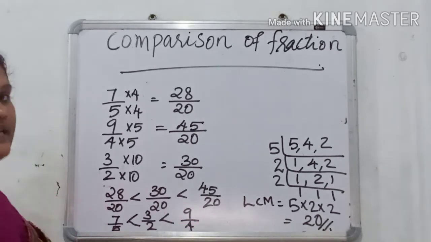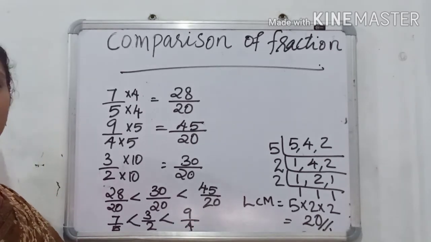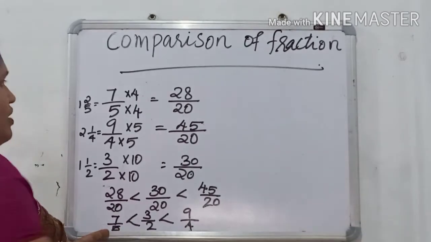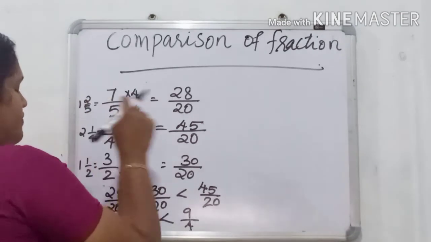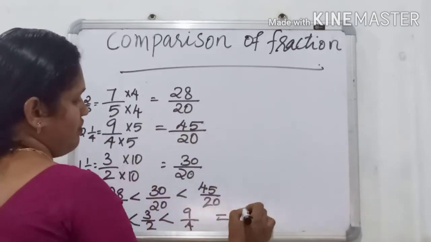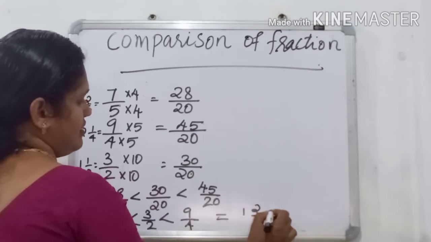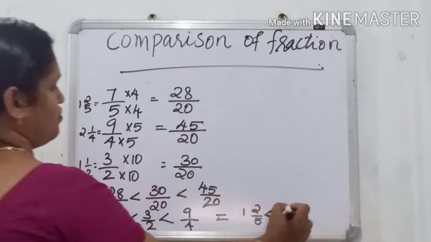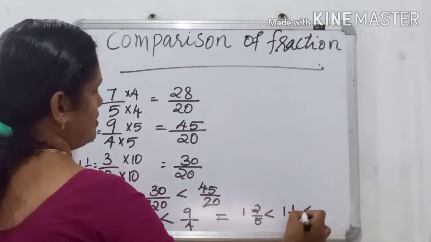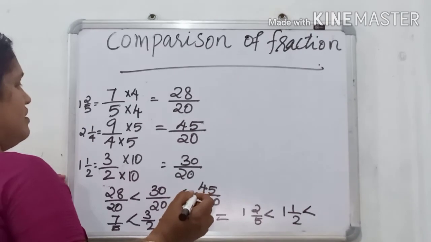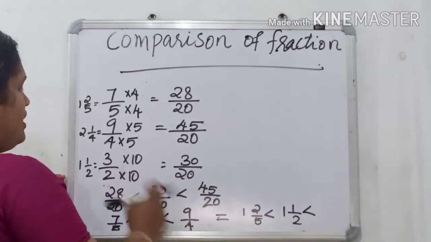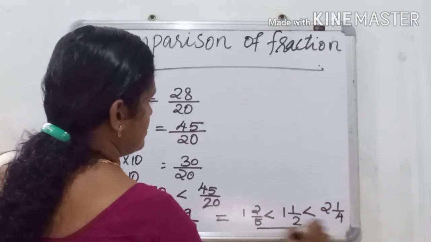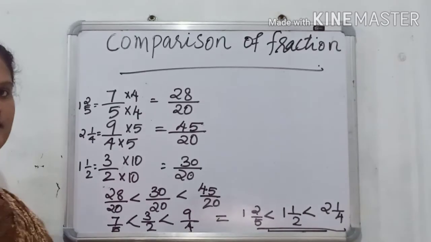This is the ascending order of the given fractions, which is equal to 7 by 5 equals 1 2 by 5. 1 2 by 5 less than 3 by 2 equals 1 1 by 2. 1 1 by 2 less than 9 by 4 equals 2 1 by 4. This is the ascending order.